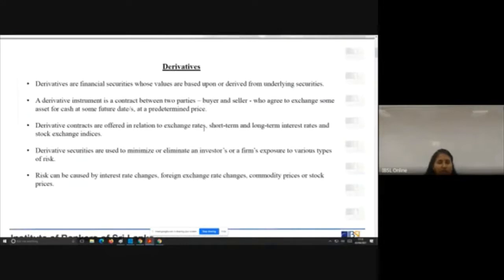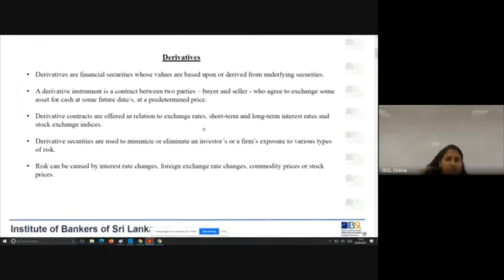Derivative, I told you, is a part of structured financial products. Another component of it. Why do you call it derivative? Because the value of this instrument is derived from the underlying security. So if the underlying security is performing well, then there is a value for this derivative.